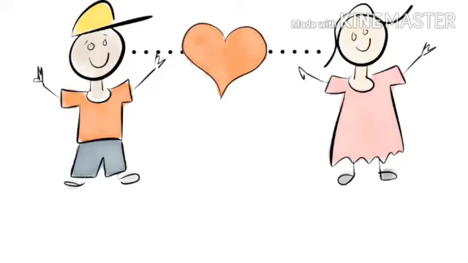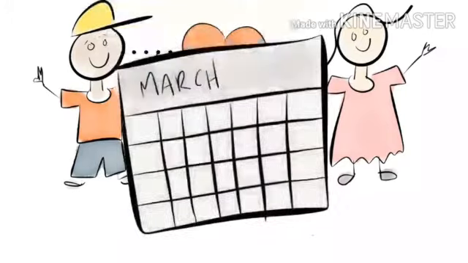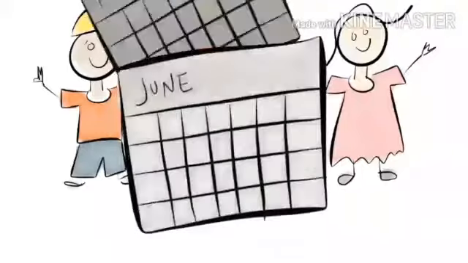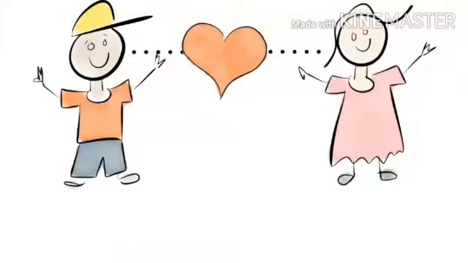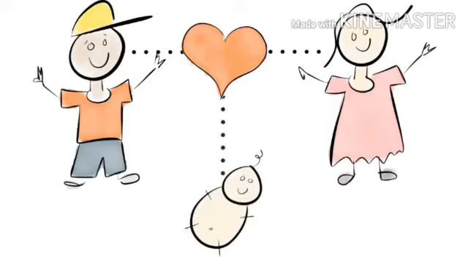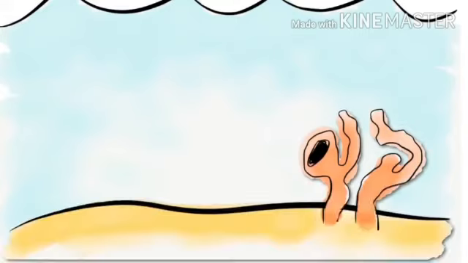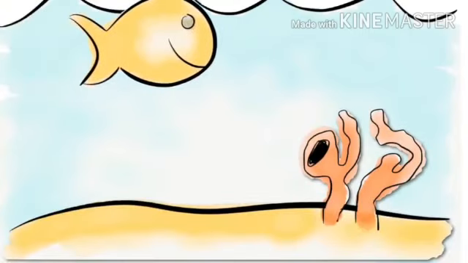Children, in higher organisms like human beings, fertilization takes place inside the body. Inside the mother's womb, fertilization takes place, which means egg and sperm fuse inside the body.